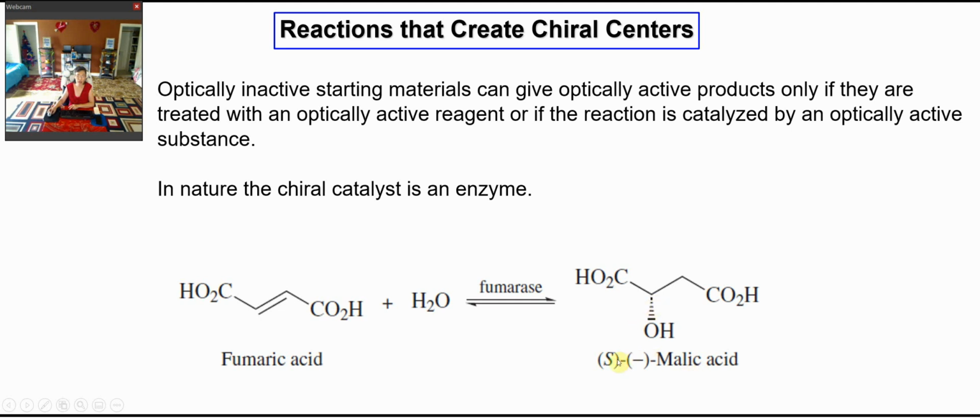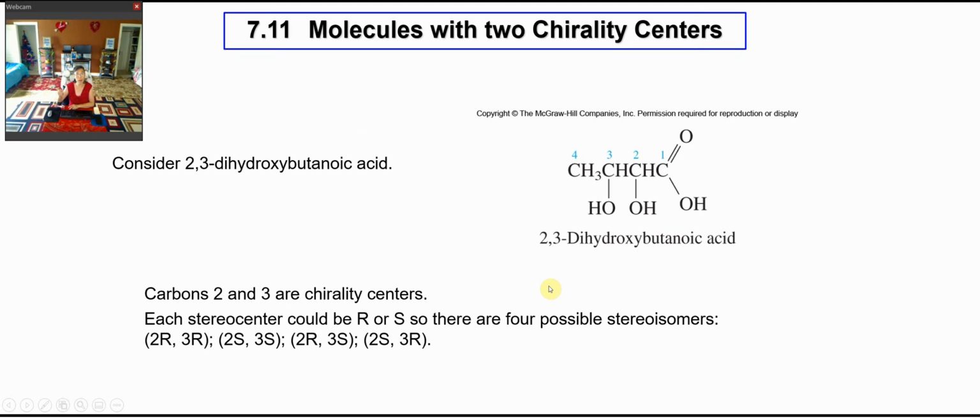So you have an S configuration. You possibly also have R configuration if your catalyst is not selective. So in this case, you use an enzyme as your catalyst. You selectively produce S-malic acid. So this is about the reaction which produces the chiral center.